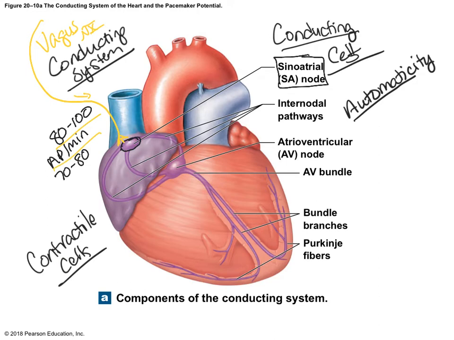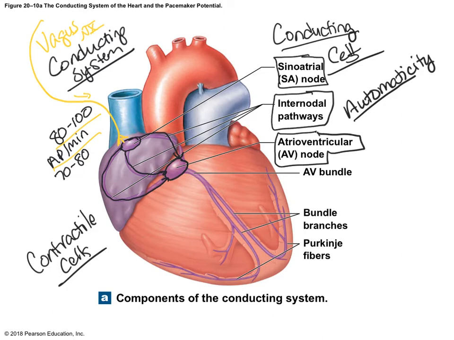Now, from the SA node, those action potentials stimulate or propagate through these pathways here, and these pathways are called the internodal pathways, right? Internodal pathways. And they send down information to this group of cells, and this group of cells is called the atrioventricular node. Now, the atrioventricular node is located between the atria and the ventricles, and it is going to receive those action potentials from the SA node, and it will just pass them on.